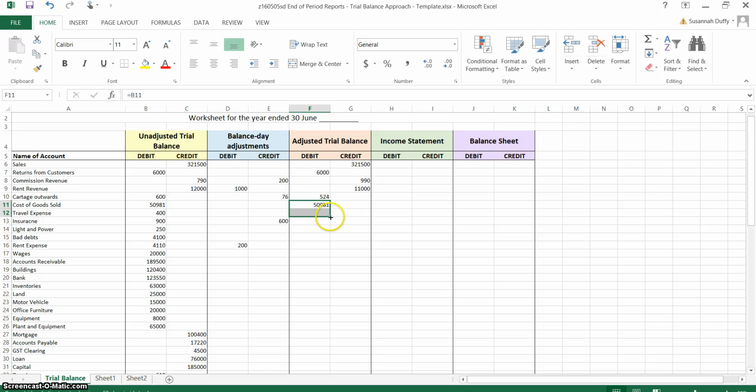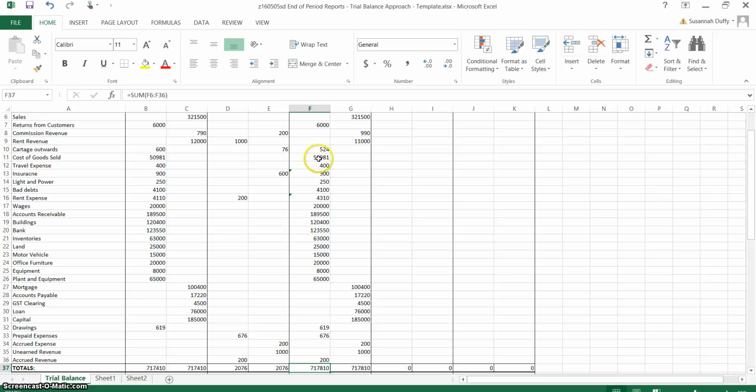Adjust for the items that have a figure in our balance day adjustment column. So here you've got insurance. Remember we spoke about 2 months being prepaid, so we have to reduce the amount we could claim now. Okay, I'm just going to pause and finish that, and then I want you to check that you've done the same thing. So you should pause at the same time, and we can go through.